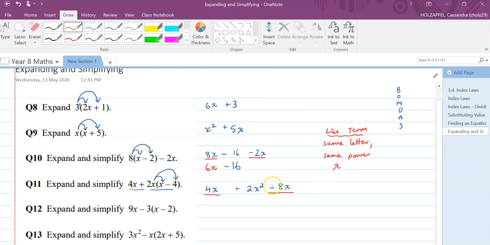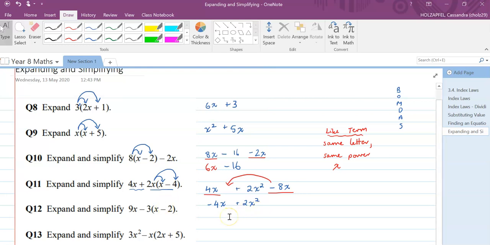And again, my parent has to make sure that he's holding hands with his baby. We don't want to lose that baby when we join him up with our other family member. Okay, so 4x take away 8x. Well, 4 take away 8 is going to become negative 4x. And then we've got our plus 2x squared left over from before, and we can't do anything with him because we don't have any other family members.